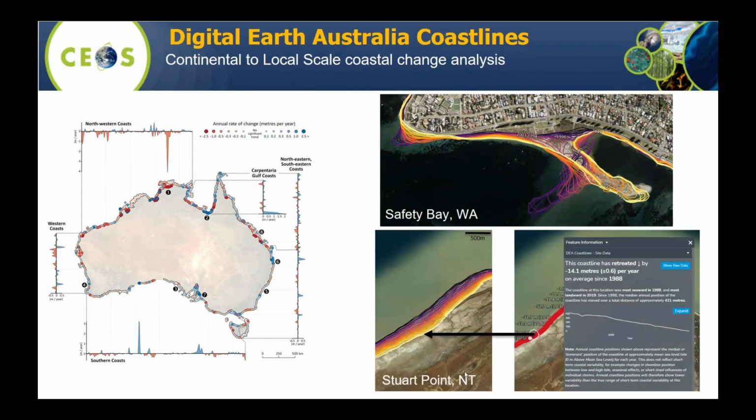We look at this localized change at a 30-metre resolution across the whole of the Australian coastline. So we can start to look at how the coastline has behaved at these specific points. You can see here, this is in Stuart Point in our Northern Territory. We can actually see it's 14.1 metres per year. So we're looking at almost 500 metres across the whole 30 years of the archive.